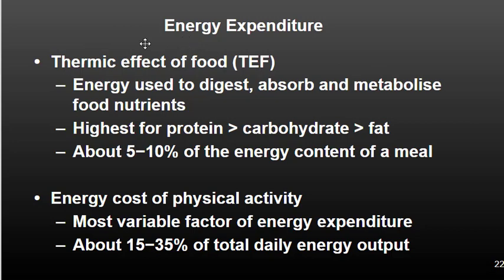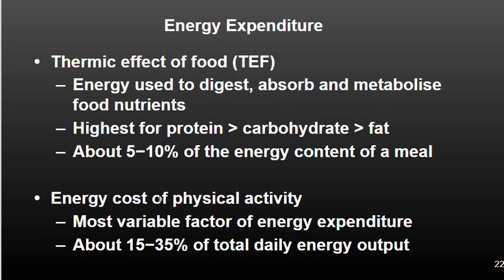Okay, the second component for our energy expenditure is what's called the thermal effect of food. So it actually requires some energy for us to break down those macronutrients. And in terms of the macronutrients, we can see that it's the proteins that are most difficult to digest. So they're going to require more energy than breaking down carbohydrate or fat.